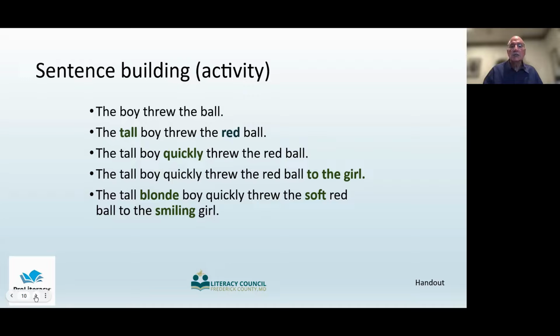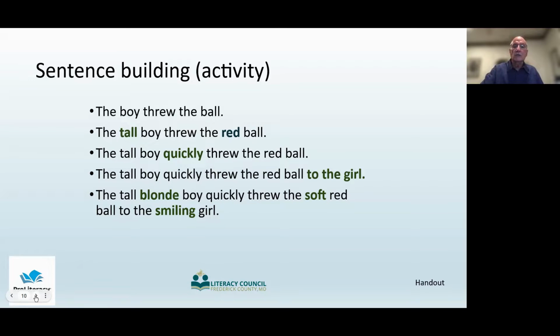Next, ask your student to add a descriptive word for each noun and rewrite the sentence. Tell them, add words that describe the boy and the ball. Your student might add, the tall boy threw the red ball. For intermediate students, you may want to explain that an adverb tells how something is done and ask them to add an adverb to the sentence. The student might write, the tall boy quickly threw the red ball.